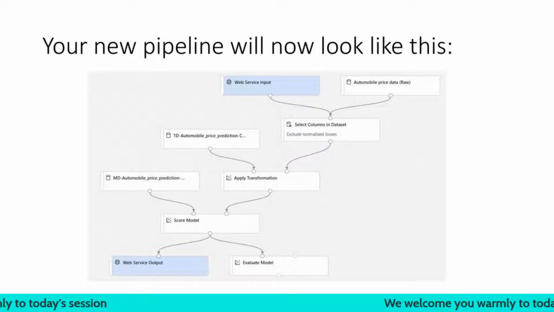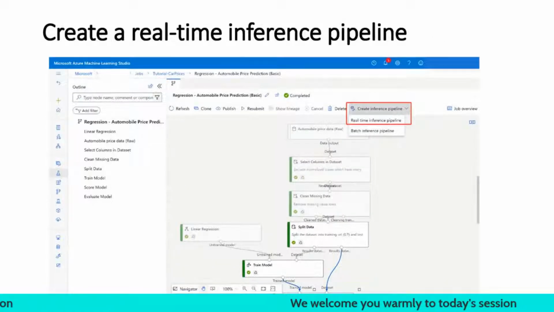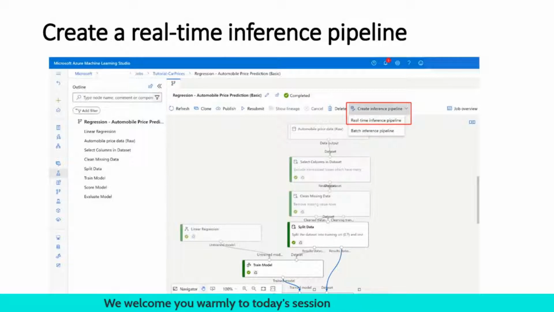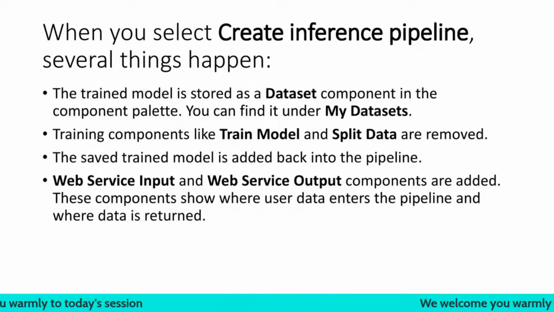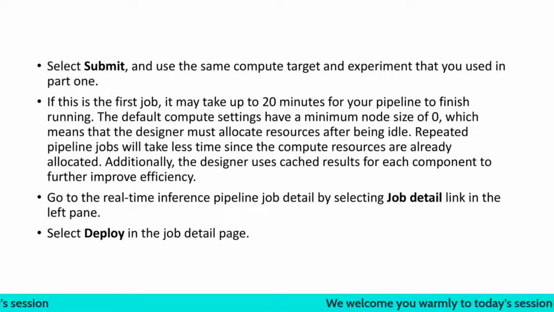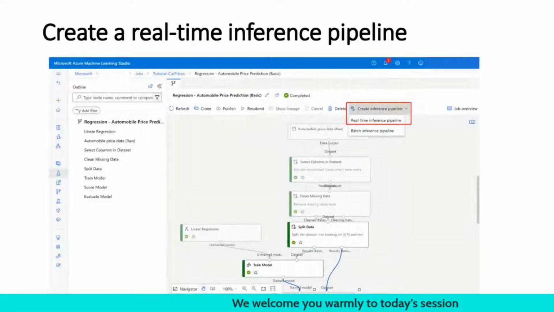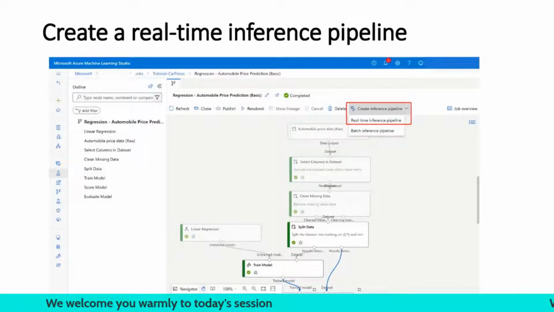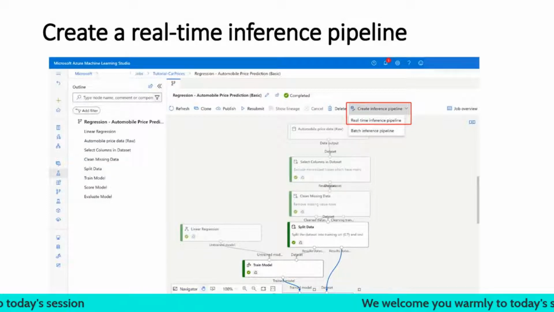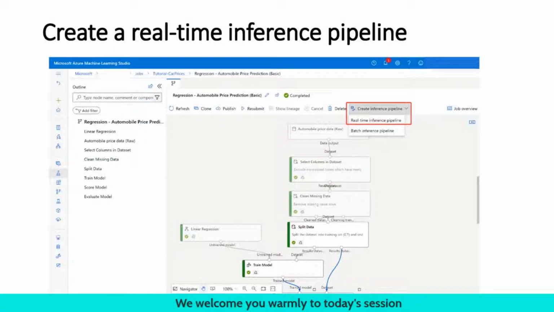Looking at this model now, you observe that from the first thing we have there, the automobile price data, raw, then select column, then clean the data, split the data, and what have you, the train model, and then okay, it's not captured.